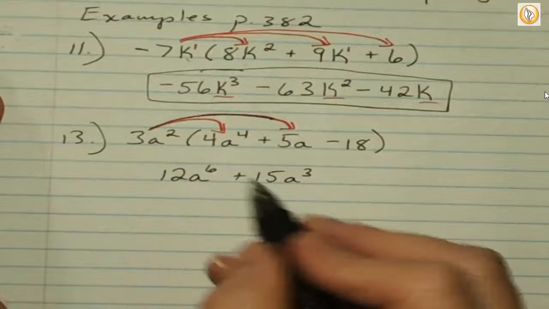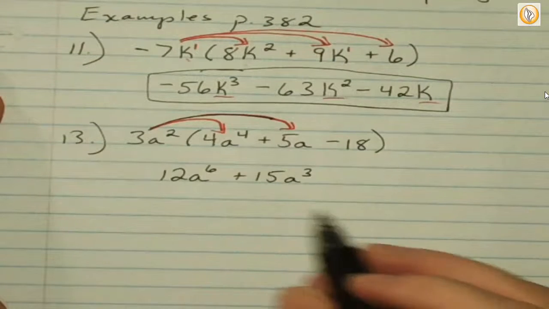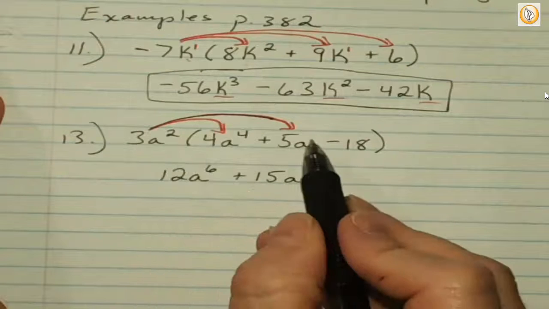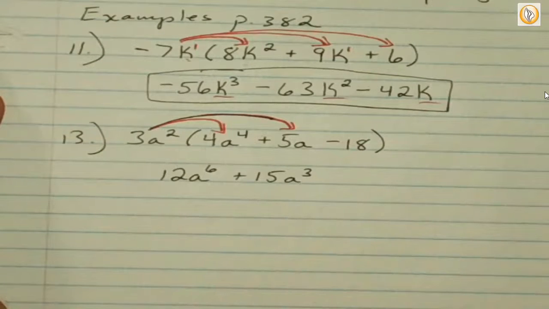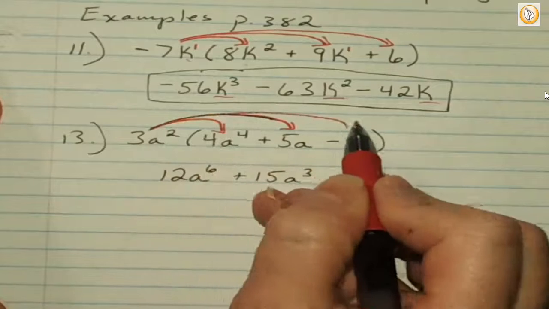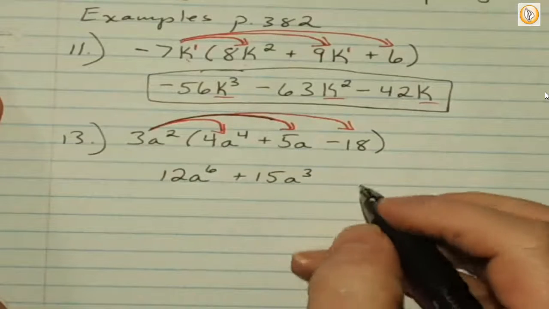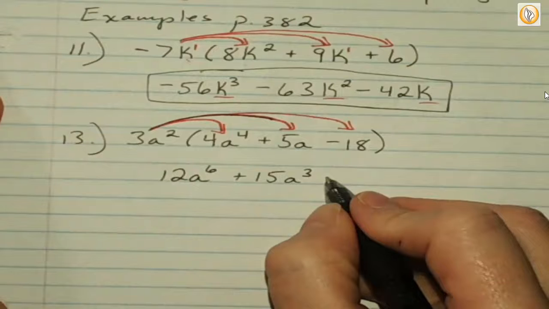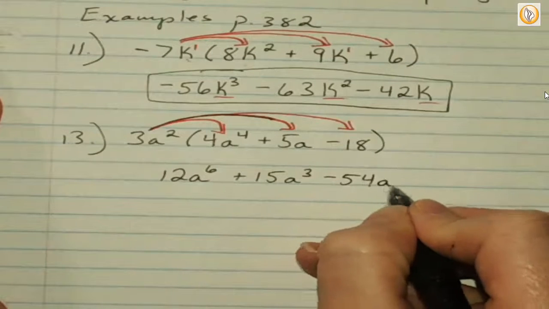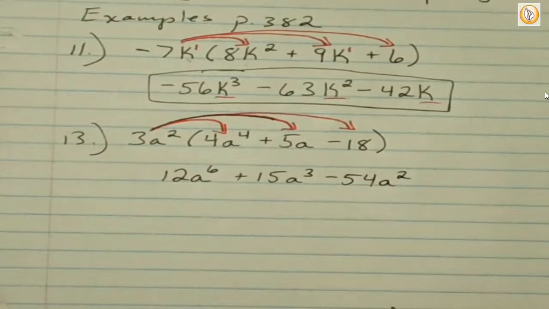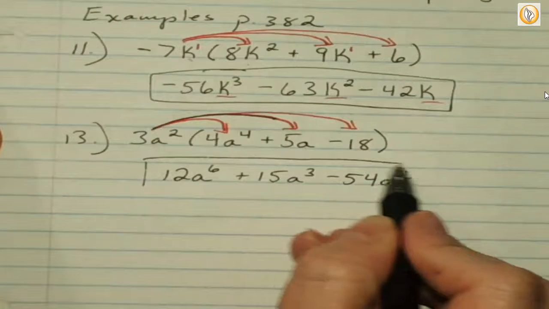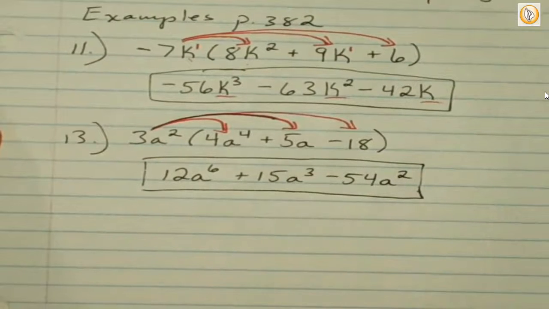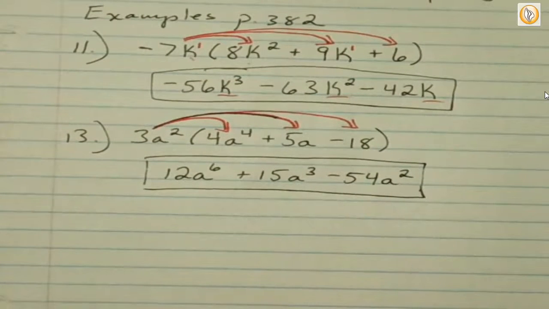3 times 5 is 15. A squared times a. We're multiplying, bases are the same, so 2 plus imaginary 1 is 3. Gabby, 3a squared times negative 19. Yep. Everything's in descending order, and we can't combine anything else. We can't combine these three terms. So we're done. Any questions so far?